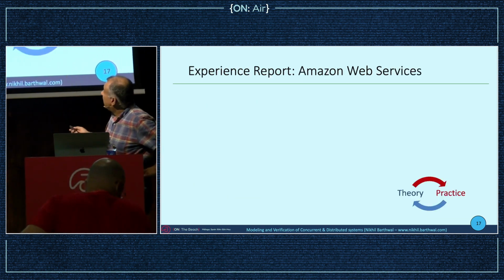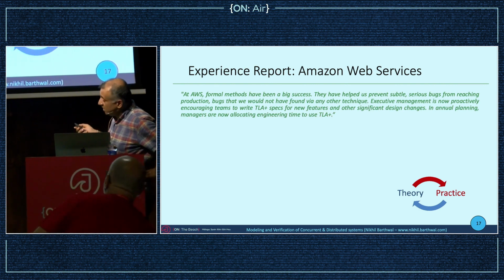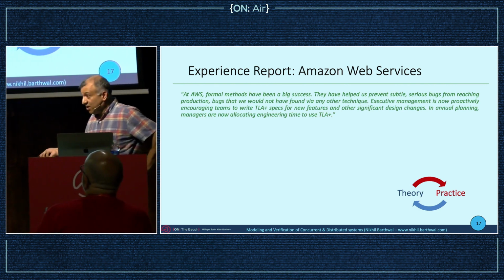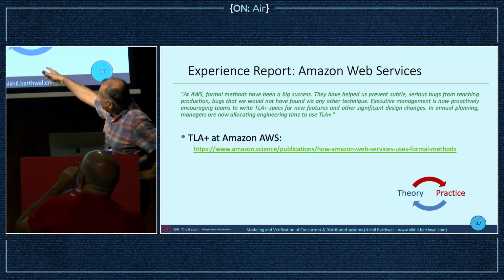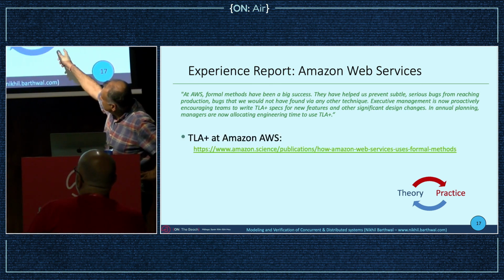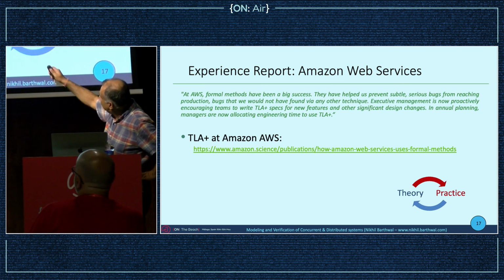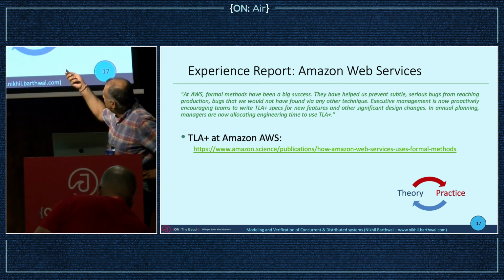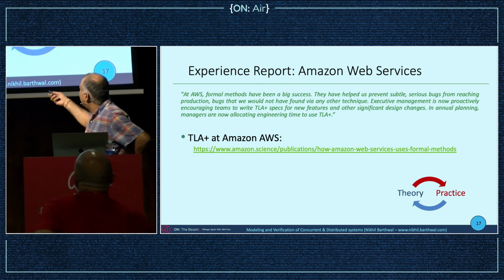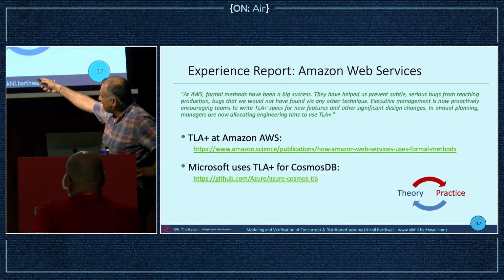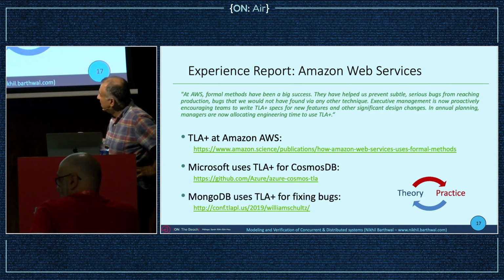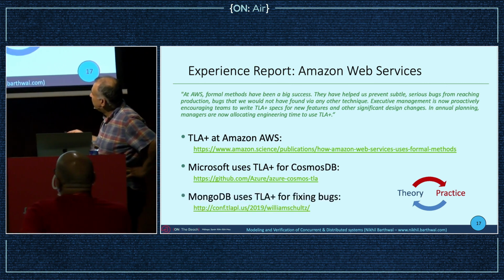Now this is the interesting part. Amazon Web Services actually used TLA+, and they still continue to use it to model their systems. This is the document you can find in the Amazon publication, and this is basically an extract that I have here. In one line, it's really helpful, right? And Microsoft uses TLA+ for Cosmos DB. That's the implementation they have. MongoDB uses it for fixing bugs.